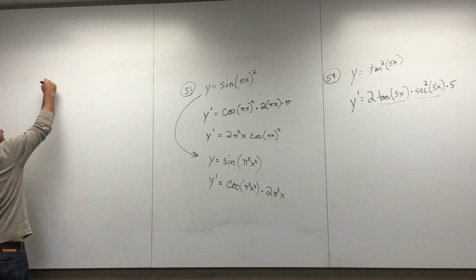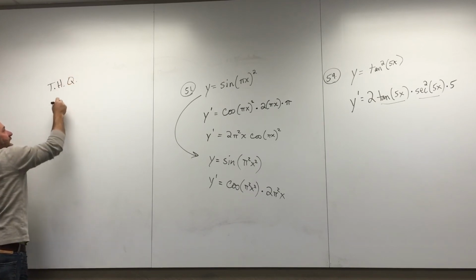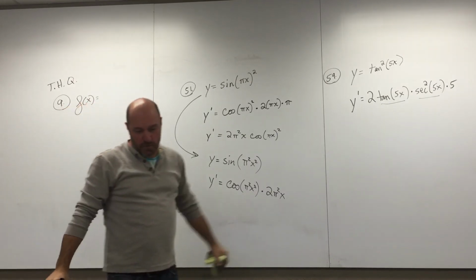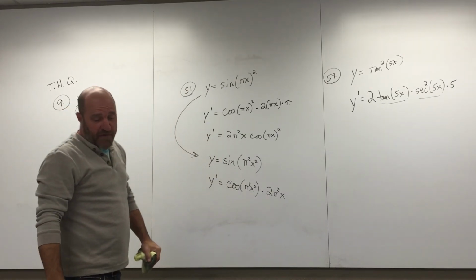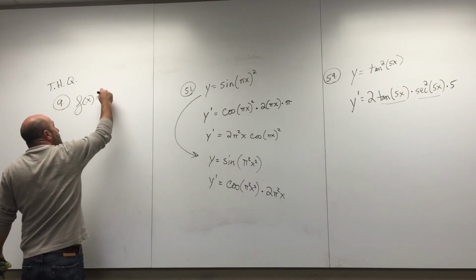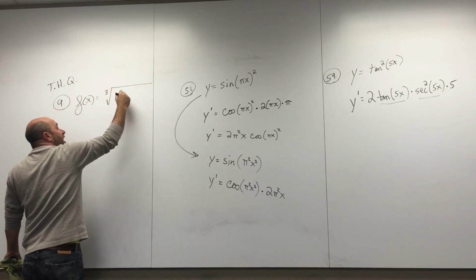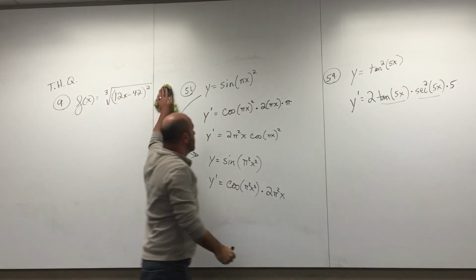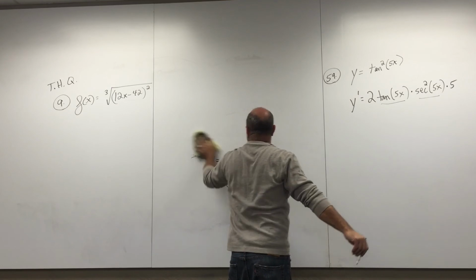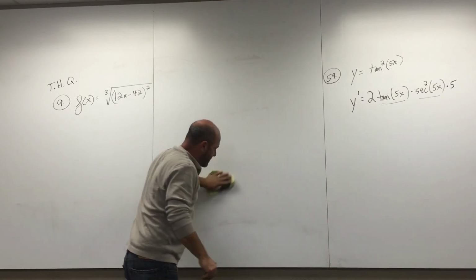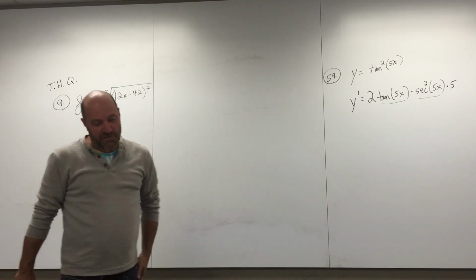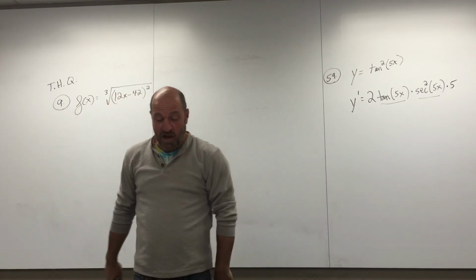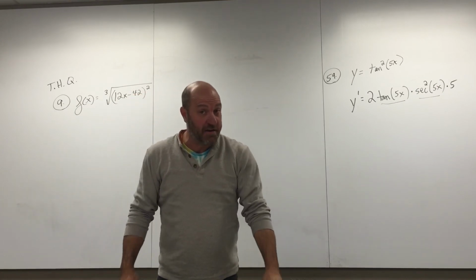So he's asking about the take-home quiz. There's a problem number 9, and it looks like this. The cube root of 12x minus 42, that quantity squared. And then it asked me these interesting questions. Where does it have a horizontal tangent line? Where is it non-differentiable? Why is it non-differentiable?